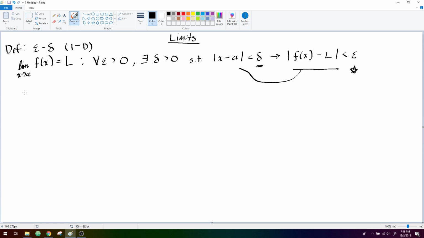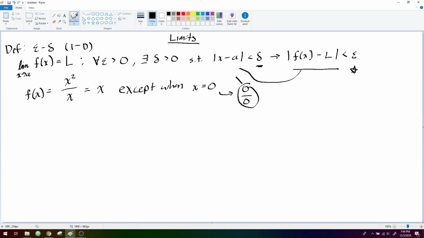And to consider an example, let's consider a function f of x equals x squared over x. Now it's tempting to immediately simplify this to x, which is true everywhere except for a single place, when x is equal to 0, because in that case we get 0 over 0 in our function, and this is bad.